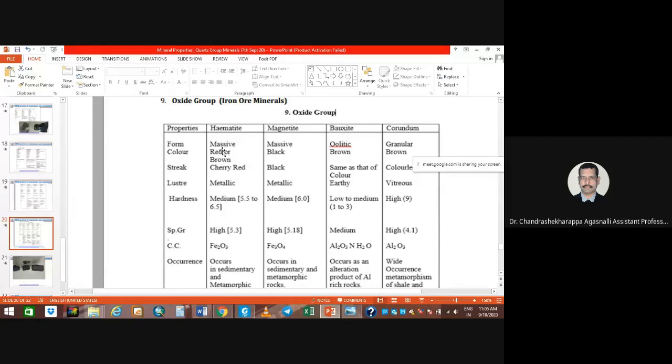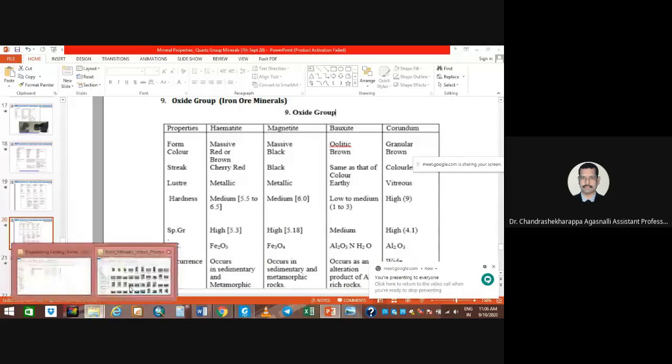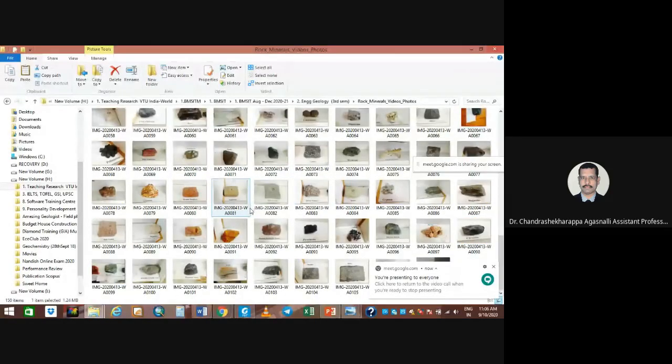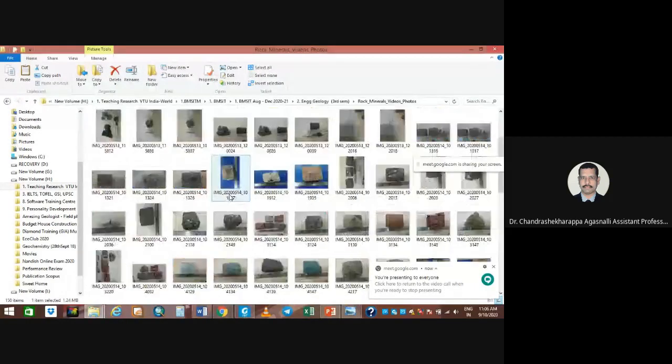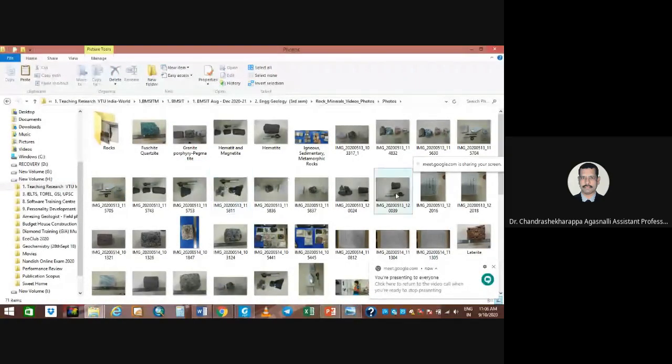Hematite and magnetite, these two have very similar properties. There is not much difference, but when you take the streak, when you rub the mineral on the streak plate, which is made of ceramic, and it releases a color, that color we call the streak color. Let me show you the streak plate. It will be somewhere here. No, it is not here. Again, let me have the streak plate here.